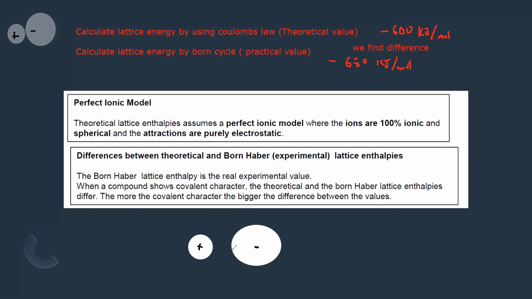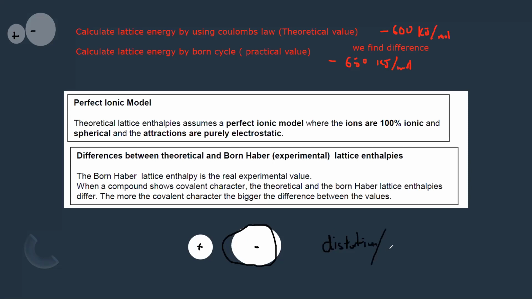But the electrons in the outer shell actually shift towards the positive ion. As these electrons shift towards the positive ion, the distance between the two ions further decreases. As the distance between the two ions further decreases, the lattice energy will increase. So this is called distortion or polarization.